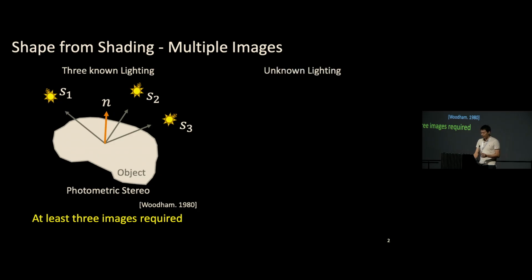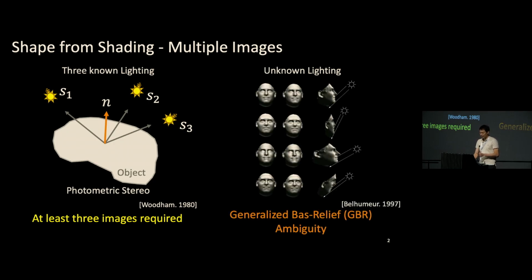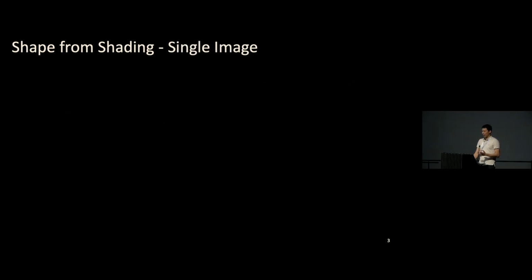So what happens when the lighting is unknown? In that case, an ambiguity arises. Shape, albedo, and lighting can be estimated only up to three degrees of freedom. This is known as the bas-relief ambiguity. So how about known lighting with a single image?